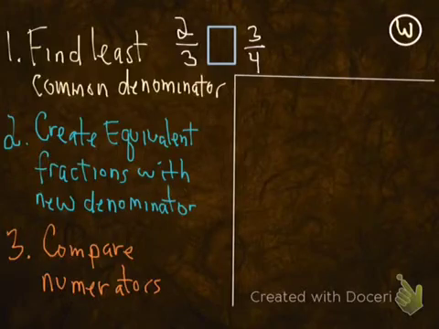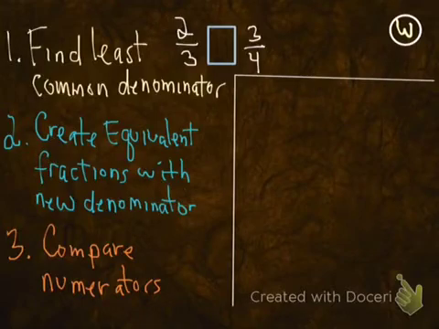Okay. The first step, to compare 2/3 to 3/4, and by compare we're just seeing which one is greater than, less than, or maybe equal to the other in size, is to find the least common denominator. Second step, we want to create equivalent fractions with the new denominator. And the third step, we're going to compare numerators, and you'll see how all this works.